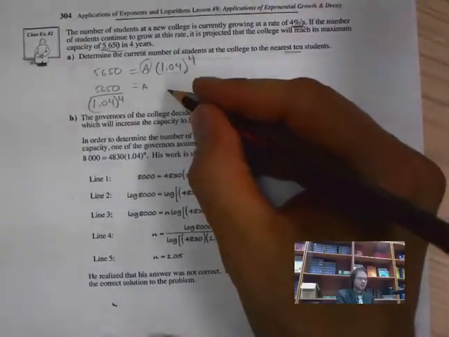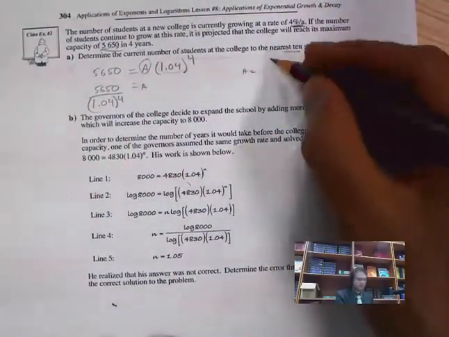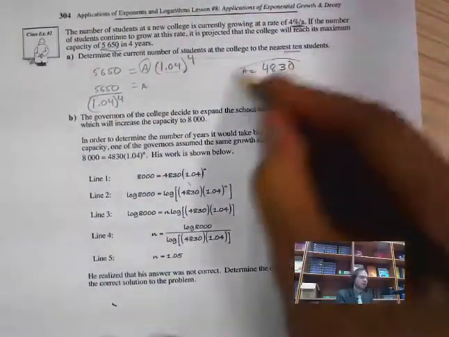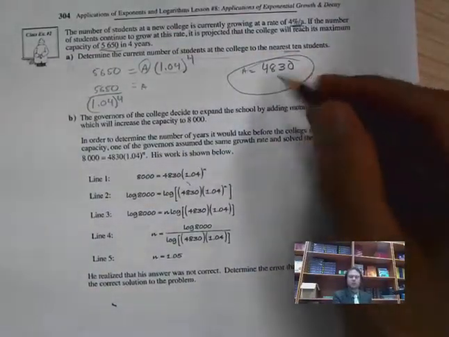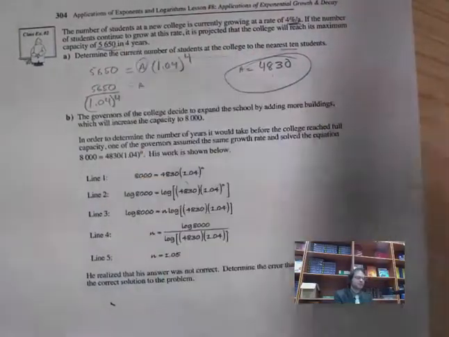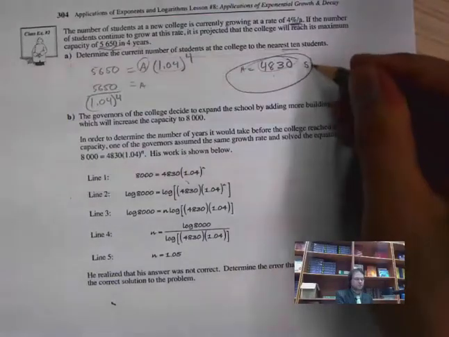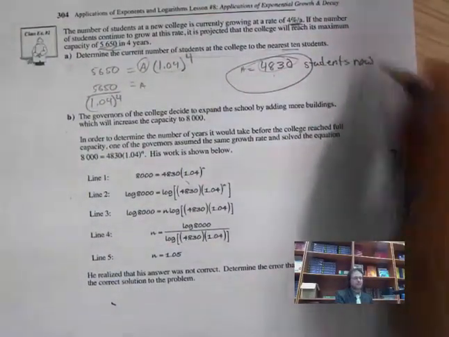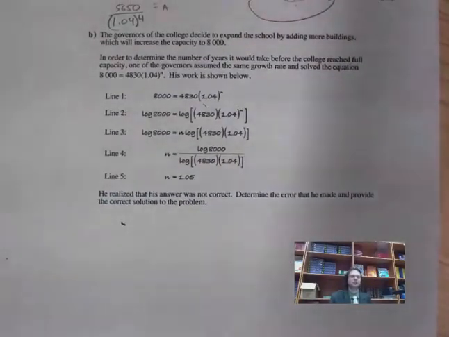And that is going to give me a total of, my initial is 4,830 if we plug that into our calculator. And that's our final answer. So that's how many students there are. It's actually 4,829, but we want to the nearest 10, so it has to end in 0. So it's around 4,830 students. Okay? All right. Let's take a look at the next one.